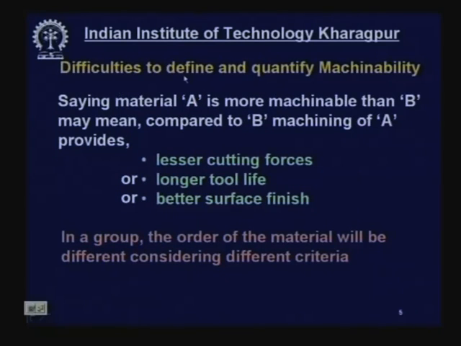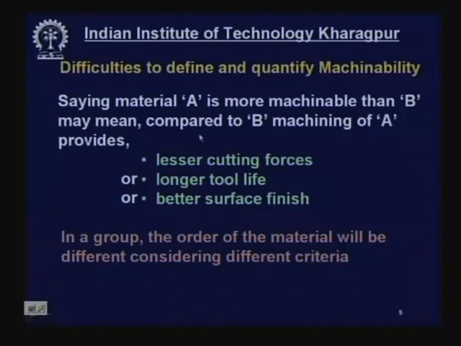Now, why is it difficult to define and quantify machinability? Really it is difficult. For example, say it is stated that material A is more machinable than material B. What does it really mean? It can mean many things.